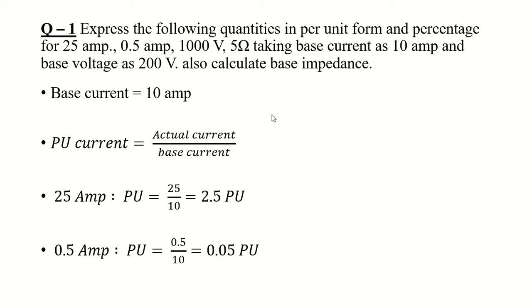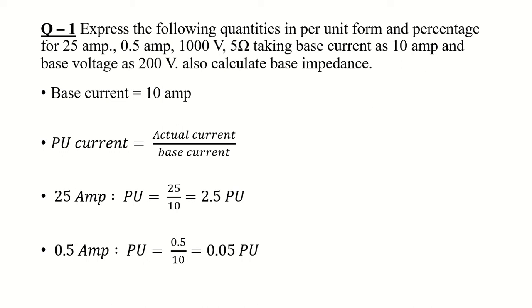So what does it say? The question is, express the following quantities in per unit form and percentage method: 25 ampere, 0.5 ampere, 1000 volts, 5 ohms, taking base current as 10 ampere and base voltage as 200 volt, and also calculate the base impedance. So they have provided us with base current and base voltage, and now we have to find the value of base impedance and the per unit values of the given voltages and currents.